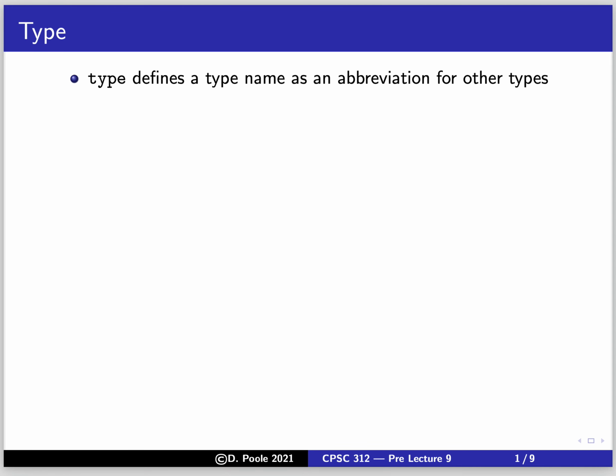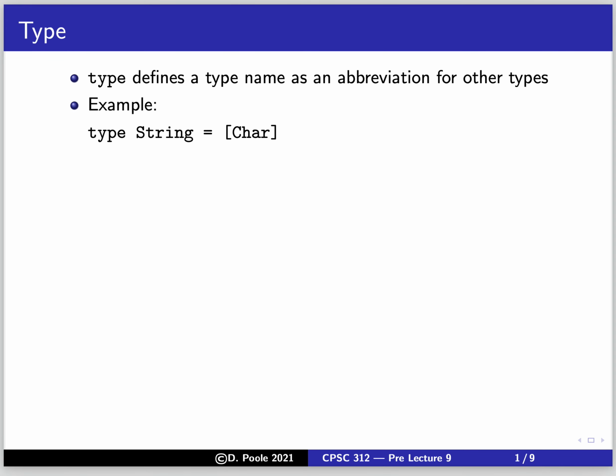Welcome back. Today we're going to talk a little bit more about type and data, which are the last two things we really need in order to have essentially everything we need to know about Haskell, except maybe for defining our own classes.